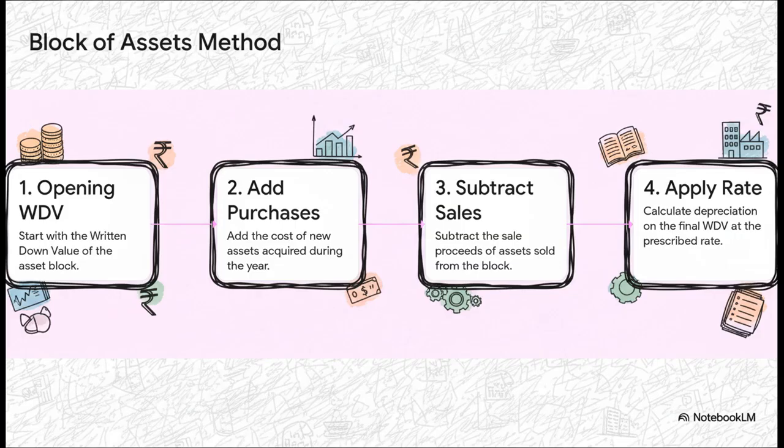See, the tax law doesn't care about your one specific laptop or your individual office chair. Instead, it groups similar types of assets together into what's called a block. You just start with the value of that block at the beginning of the year, add any new assets you bought, subtract the money you got for any you sold, and then you just apply a set percentage rate to whatever's left. It's actually a pretty clean system once you get it.